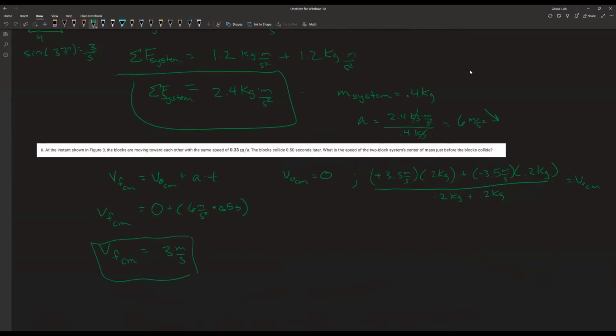And so what will happen is one of these guys is going to gain, let's see here. Another way we could do it is one guy is going 0.35 meters per second plus 6 meters per second squared of acceleration times 0.5 seconds. And then the other guy is moving up with a negative 0.35 meters per second of velocity plus 6 meters per second squared of acceleration.